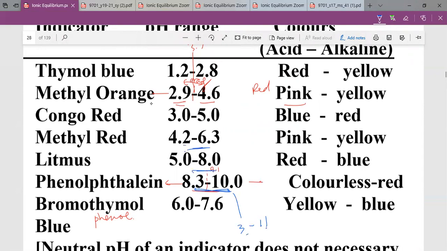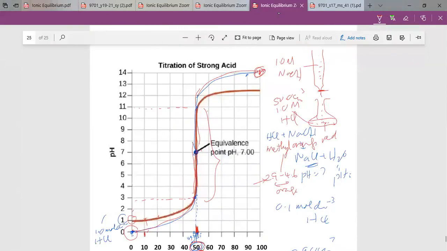But I cannot use thymol blue. Thymol blue cannot, but bromothymol blue can. Thymol blue cannot, because the change is 1.2 to 2.8. That means it will give me orange below 2.8. It cannot, because 2.8 is still acidic, isn't it? 2.8 is still acidic.